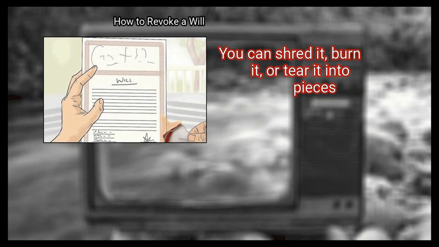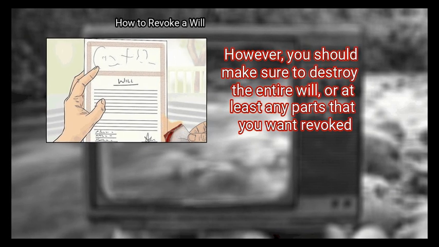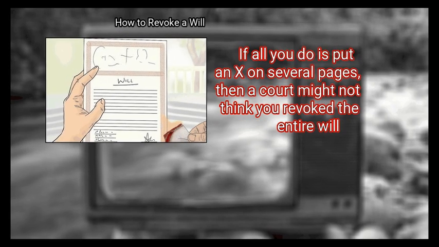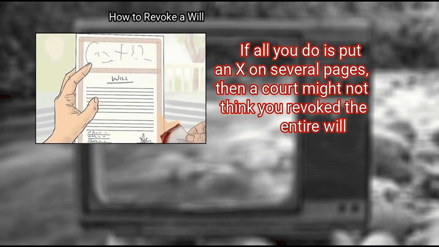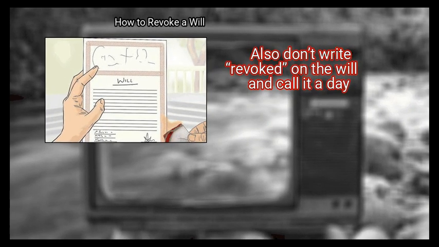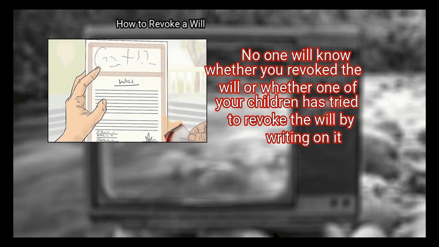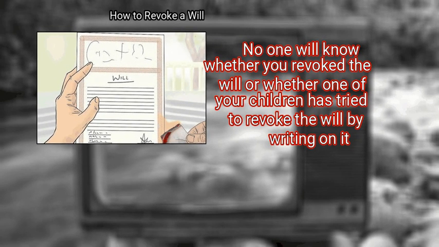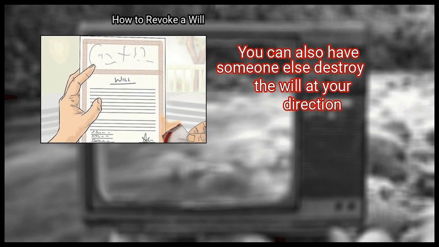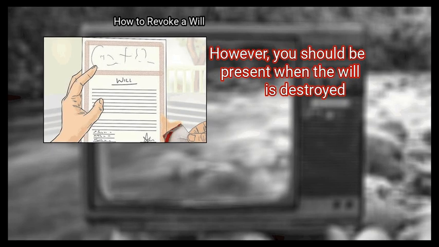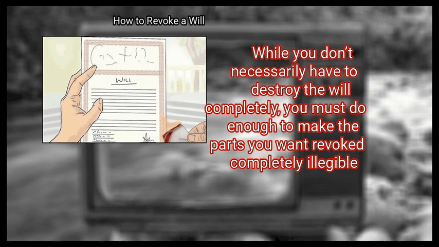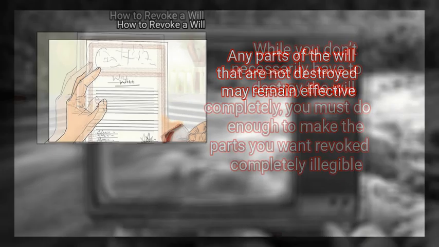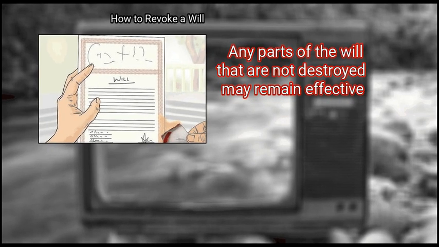You can shred it, burn it, or tear it into pieces. However, you should make sure to destroy the entire will, or at least any parts that you want revoked. If all you do is put an X on several pages, then a court might not think you revoked the entire will. Also, don't write "revoked" on the will and call it a day. No one will know whether you revoked the will or whether one of your children has tried to revoke the will by writing on it. You can also have someone else destroy the will at your direction. However, you should be present when the will is destroyed. While you don't necessarily have to destroy the will completely, you must do enough to make the parts you want revoked completely illegible. Any parts of the will that are not destroyed may remain effective.